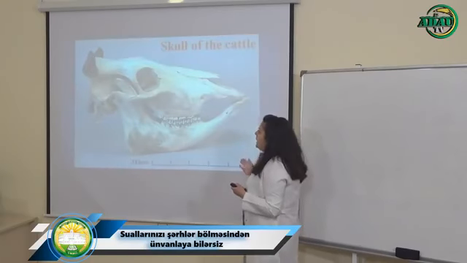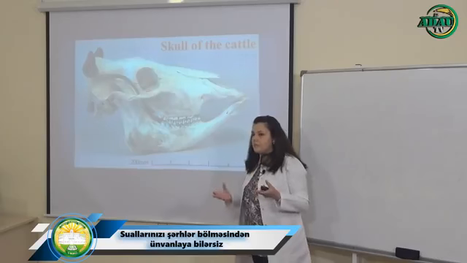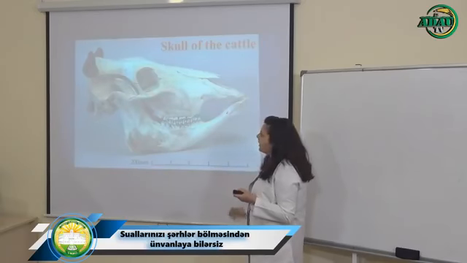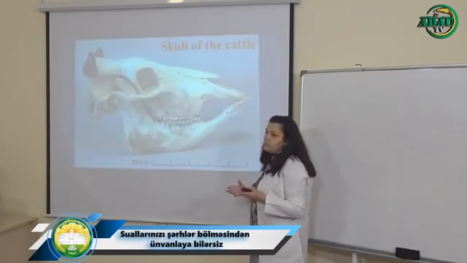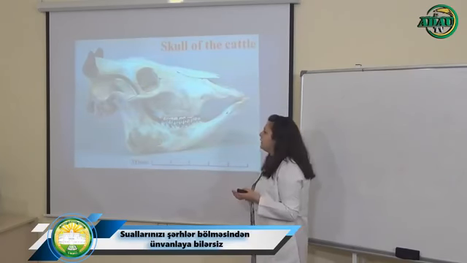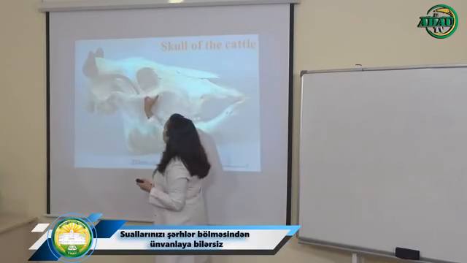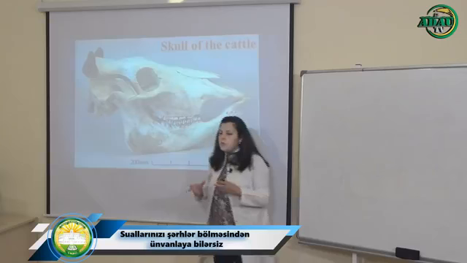So what about the orbit? The orbit is located in the cone-shaped part of the skull, and there are lots of bones which participate in the formation of the orbit. Here you can see the skull of the cattle, and here you can see the orbit of the cattle. The orbit is fully surrounded by the bony ring.